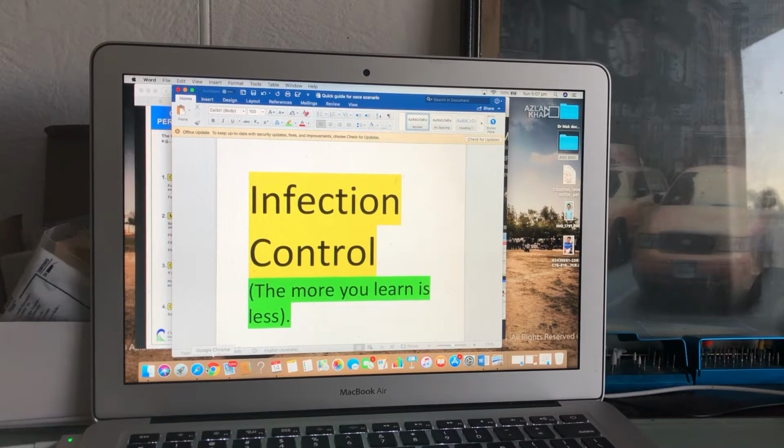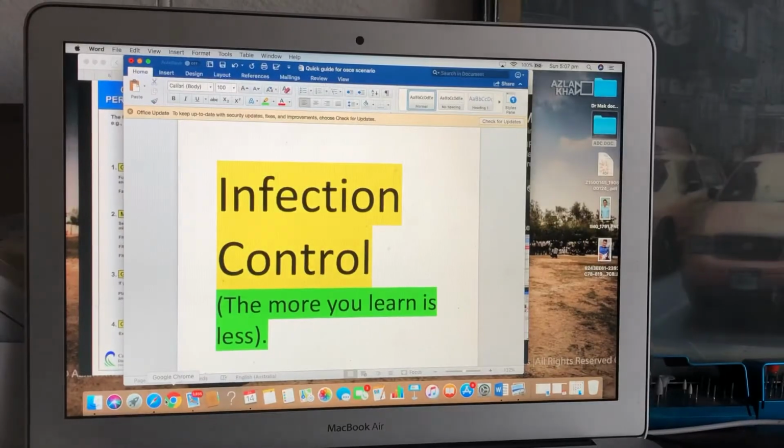As I keep telling everyone, the more you learn is less. Make sure your infection control is spot on, with no compromises. Even a tiny mistake, if you have any problems, make sure you clear your concept before you go in for your exam. It's very, very essential. So first, let's talk about what infection control is.